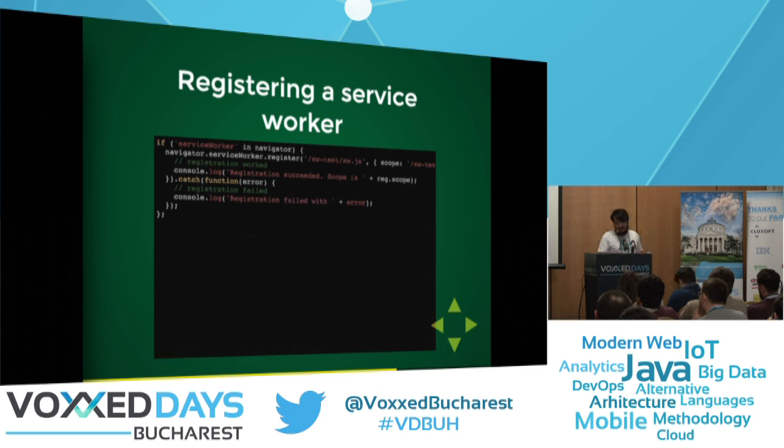Mine controls /swtest, so anything under swtest is controlled by my service worker. Anything else won't be, so I won't get called if somebody hits, for example, /foo. And then we can just console log that the registration was successful or failed. And this happens on your main thread. Any other code that runs inside of the service worker happens off thread, but this is the only piece of code that needs to run on the main UI thread, to be specific.